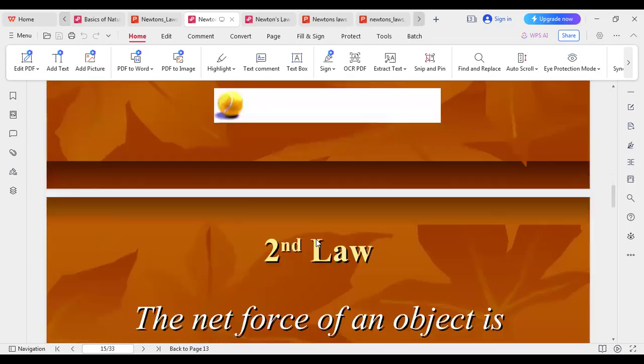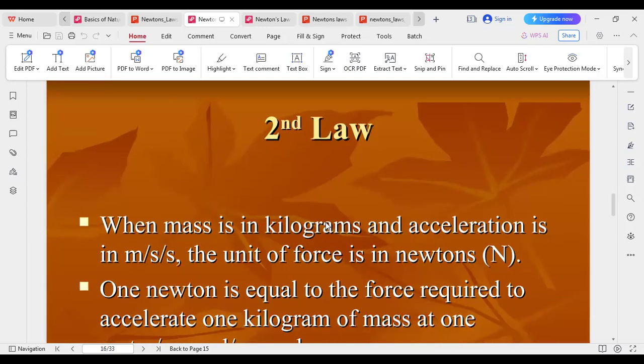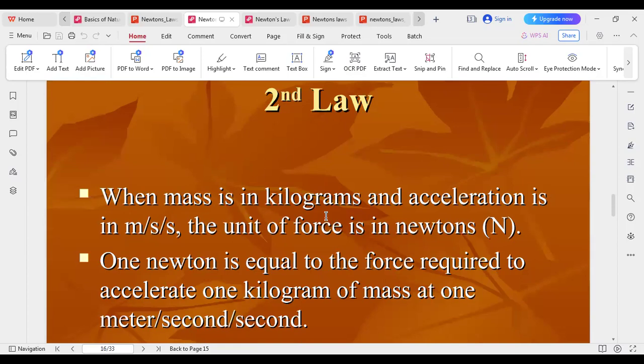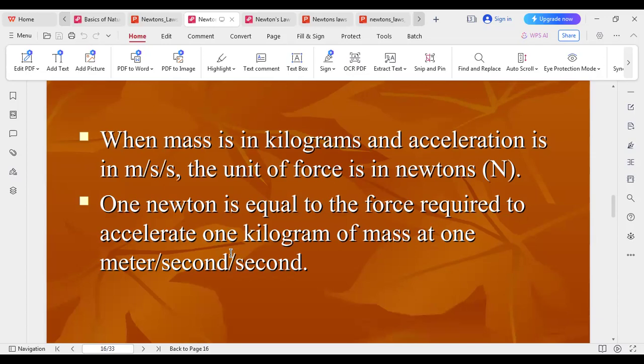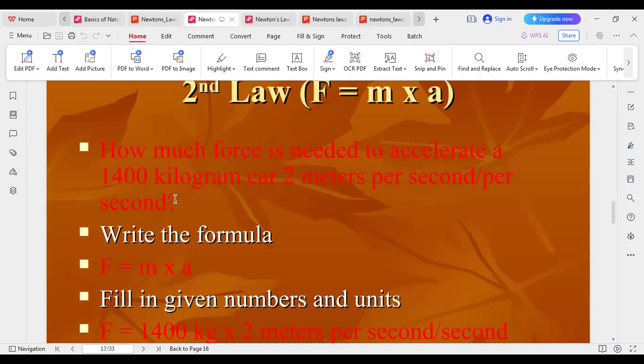Now, second law, F equals ma. You must know about this second law. The net force on an object is equal to the product of its mass and acceleration. F means force, and ma is the product of mass and acceleration. This is also stated as the rate of change of momentum is proportional to the applied force. When mass is in kilograms and acceleration is in meters per second squared, the unit of force is the Newton. Remember, 1 Newton is the force required to accelerate 1 kilogram of mass at 1 meter per second squared.